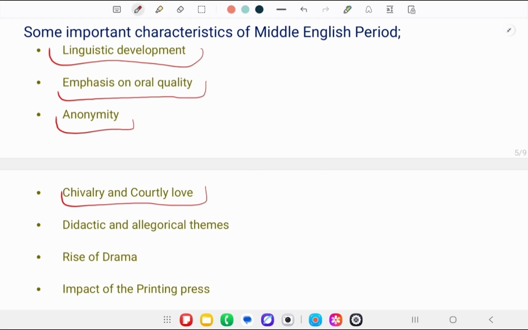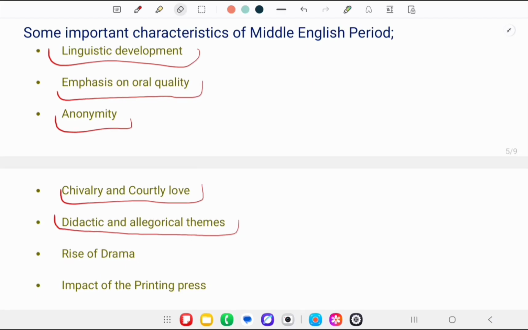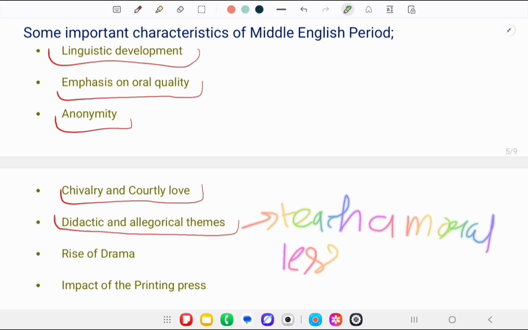After that, didactic and allegorical themes. So, themes reflecting the religious fervor of the time. Much literature was intended to teach a moral lesson.